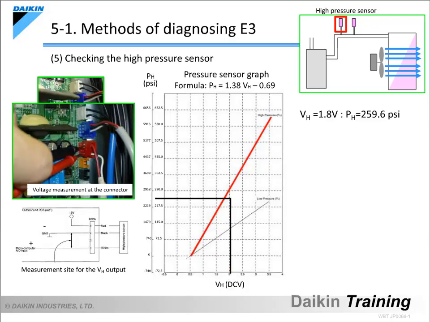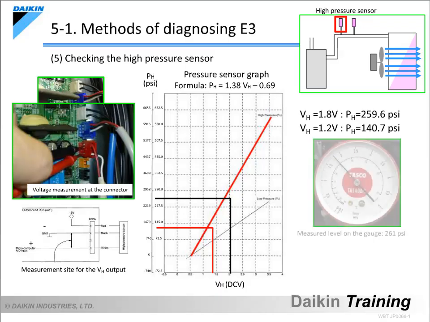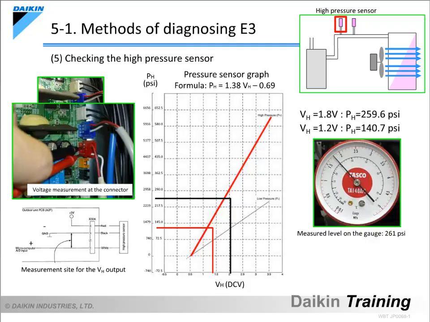When the VH is 1.2 volts, the pH is read as 140.7 psi, and this tells us that the pressure detected by the high-pressure sensor is 140.7 psi. If there is a discrepancy between this detected pressure level and the actual pressure level measured by the pressure gauge attached to the high-pressure side service port, it indicates a false detection of the pressure level by the pressure sensor, and the sensor must be replaced.